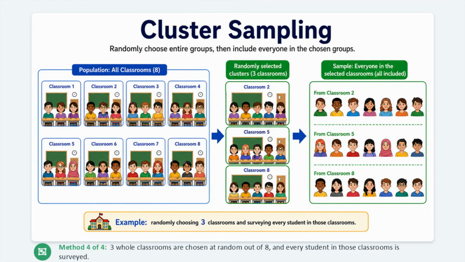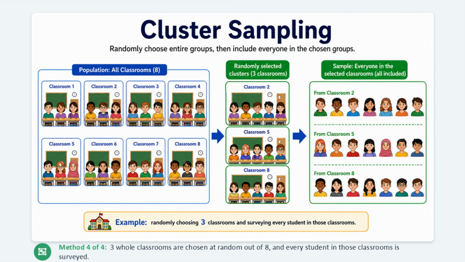Okay, our fourth and final method, cluster sampling. And this is the one students most often confuse with stratified sampling. So watch closely. This picture makes the difference really clear. On the left, our population is made up of 8 entire classrooms. Now, instead of choosing individual students from all 8 classrooms, look at what happens in the middle. We randomly choose a few whole classrooms. In this example, we select Classroom 2, Classroom 5, and Classroom 8.